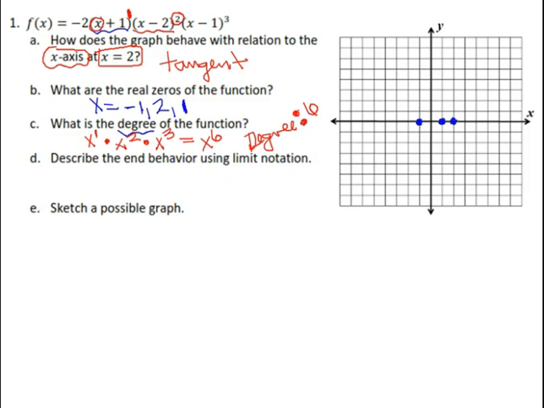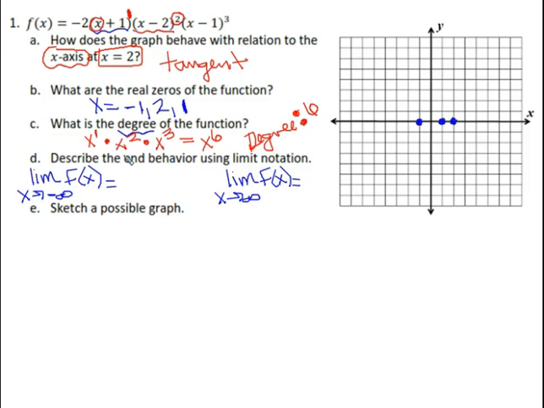Now using this degree, we want to describe the end behavior using limits. So the left end behavior, as our graph goes out towards negative infinity all the way on this left side, what's actually going on? And as we go off to the right hand side all the way towards positive infinity, what's going on in that case?